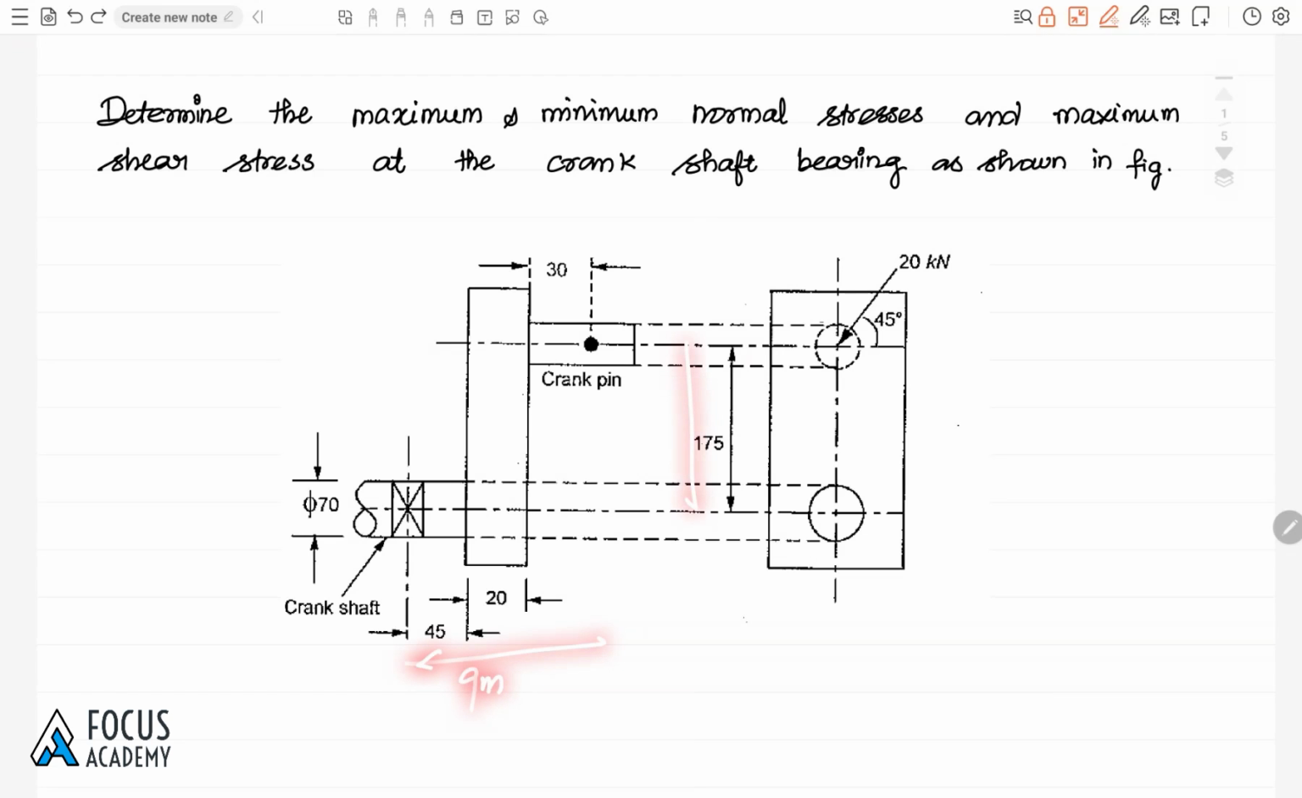And the radius of crank is 175 mm. So based on the applied load 20 kilonewton, which is acting 45 degree to the horizontal, we have to calculate the stresses induced on the bearing. And the crank bearing diameter is 70 mm, that is given also. So we have to calculate the stresses and apply the stress value in the normal stress and shear stress formula to calculate the value. Okay, let me resolve the force first. Then after resolving the forces, we have to calculate the moments induced on the bearing and then calculate the stress value one by one.